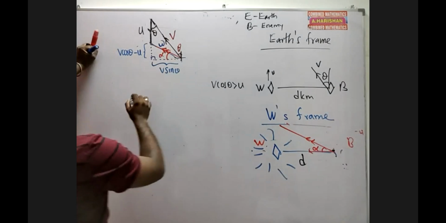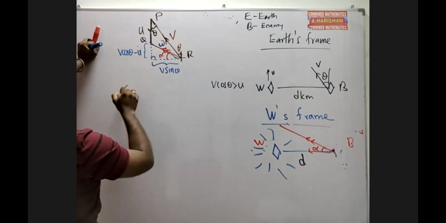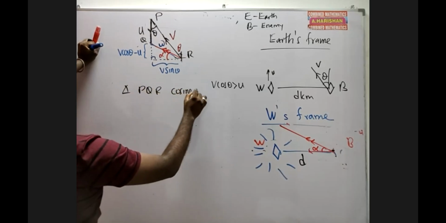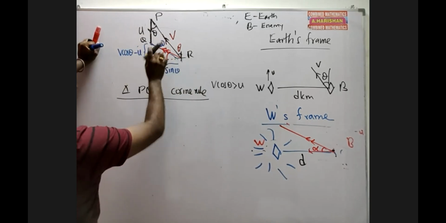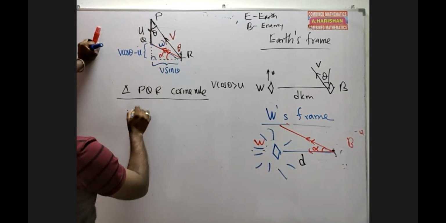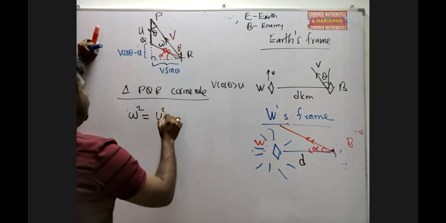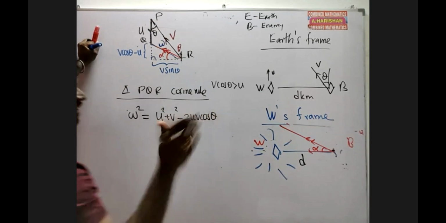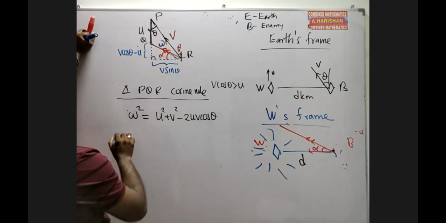Okay, so I have to find the W. Use the cosine rule. Say triangle PQR. For triangle PQR, you can use the cosine rule, or you can use the vector addition. Here, this plus this. So I use the cosine rule. W squared equals this square plus this square minus 2 times this times this times cos theta: U squared plus V squared minus 2UV cos theta. That's it, finished. One step answer. If you want W, you can take the square root.